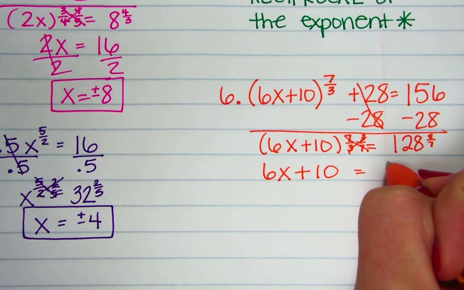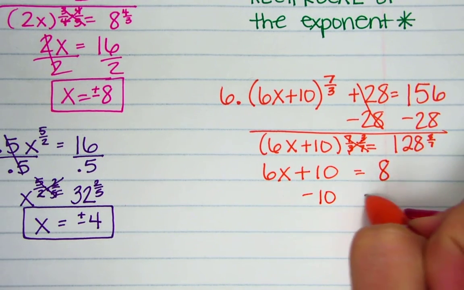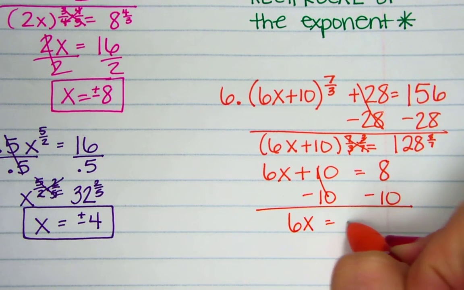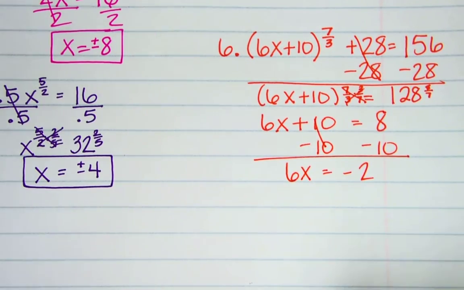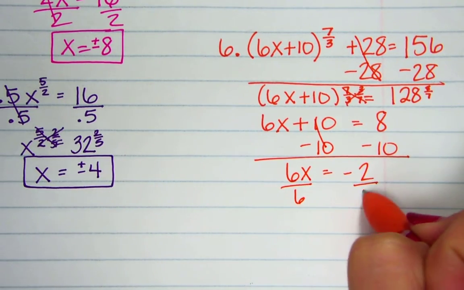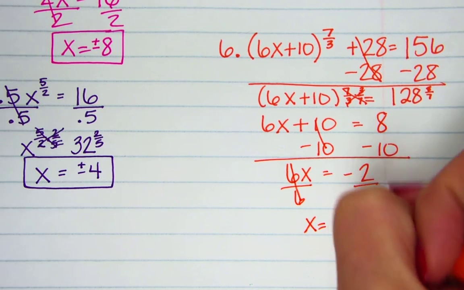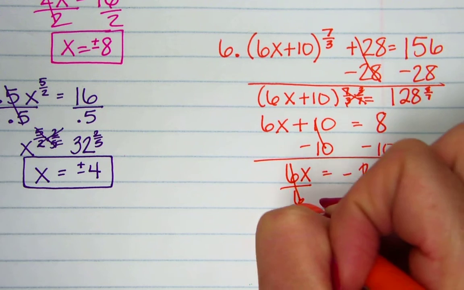8. All right, and I think that is correct. Then minus 10. Negative 2. Divide by 6. Negative 1/3. Good. 2 over 6 reduces to negative 1/3.